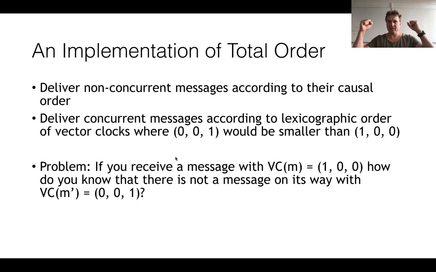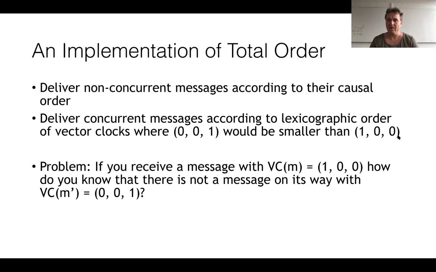Now it could be that 2 parties, A and B, send messages at the same time, and then they get exchanged, so they are concurrent. In which order should we deliver these 2 messages? And the one I picked is simply to take the lexicographic ordering on vector clocks. Okay, so we just say something like 0, 0, 1 is smaller than 1, 0, 0. Like 1 is less than 100. Think of it like that.